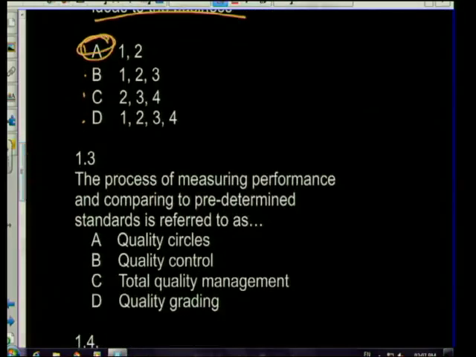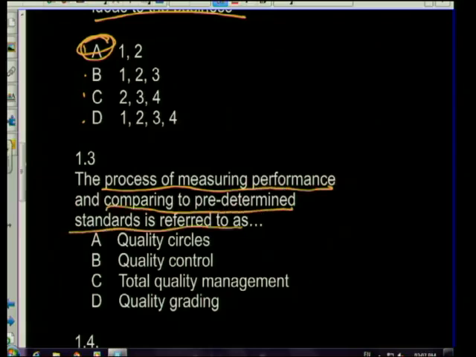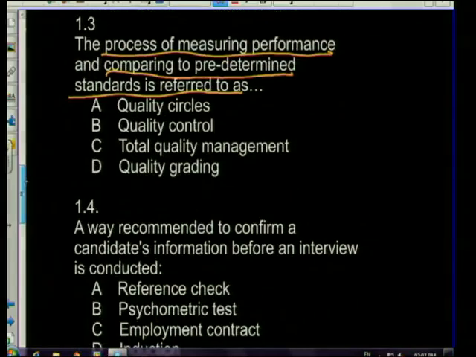So the answer for question 1.2, A. Nice and easy. Let's have a look at the third one. So the process of measuring performance and comparing to predetermined standards is referred to as, so let's have a look. What are the different options? So it could be quality circles, quality control, total quality management, and quality grading.